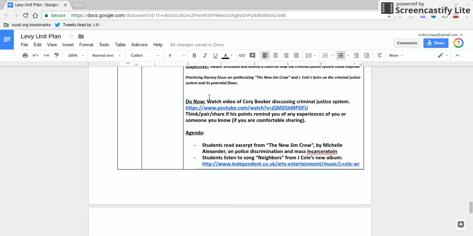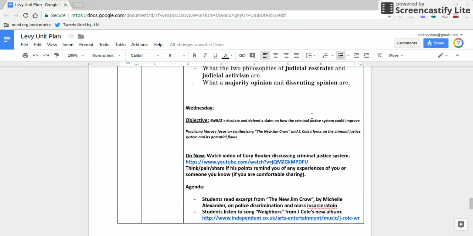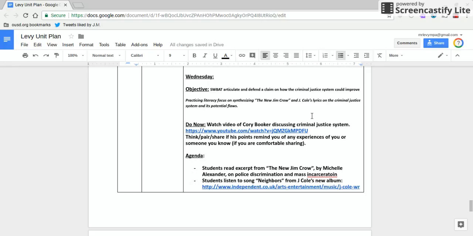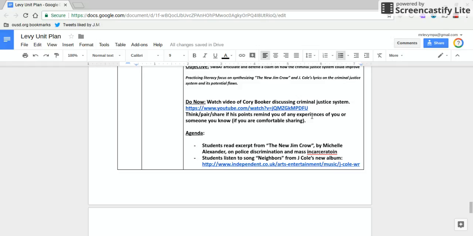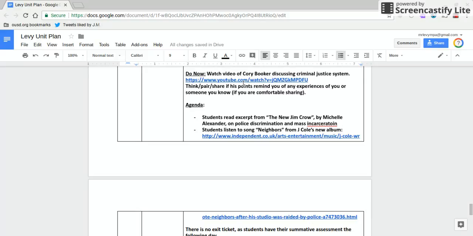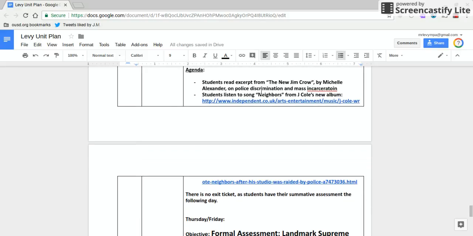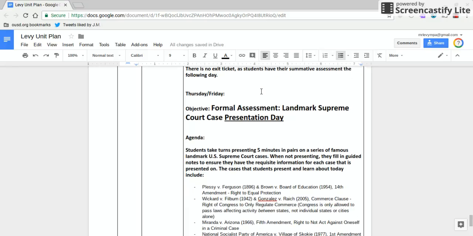Then we get to my favorite lesson of the unit, which centers around the criminal justice system. I integrate text from The New Jim Crow, the best-selling book by Michelle Alexander, and J. Cole, a really popular rapper and hip-hop artist among my students. I integrate his lyrics from his song Neighbors on the criminal justice system and its potential flaws. After being successful and living in a really affluent neighborhood in his hometown in North Carolina, he had some really negative interactions with the police that he publicized in that song. And we watch Cory Booker discussing criminal justice reform as well. So integrating these three texts, we have a student-centered discussion on that topic. I linked to that lesson plan in here as well if you'd like to look at it in more detail.